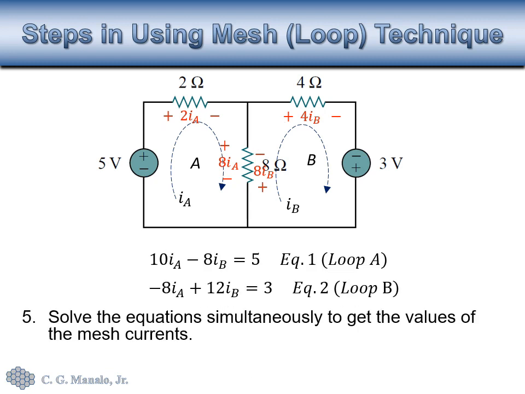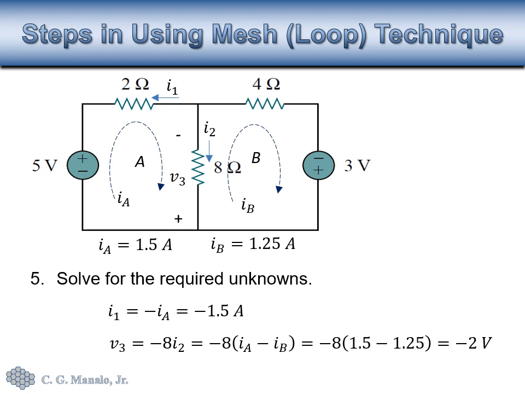Here are the two equations properly rearranged. So solving these two equations, two unknowns, we will arrive at I sub A equals 1.5 amperes and I sub B equals 1.25 amperes. Now that we have the values for the mesh currents, we can now solve for the unknowns required.